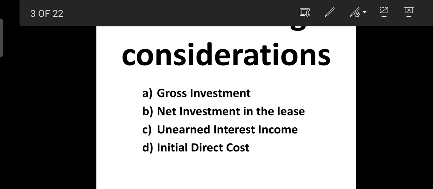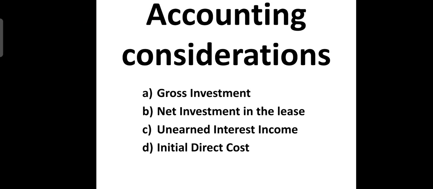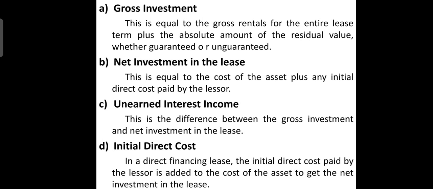Accounting considerations. There are four accounting considerations: the gross investment, net investment in the lease, unearned interest income, and lastly, initial direct cost.